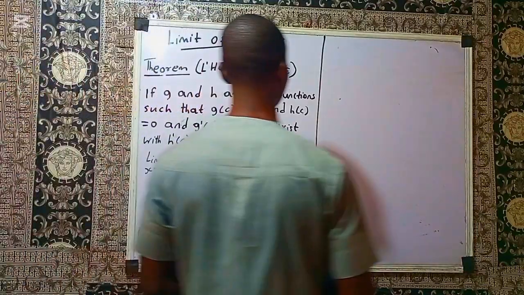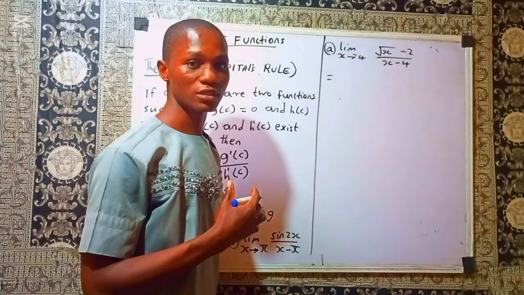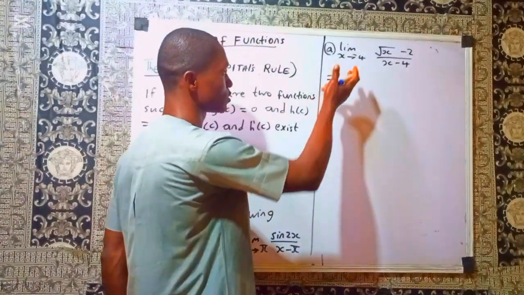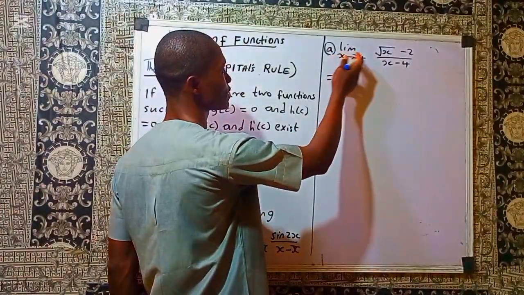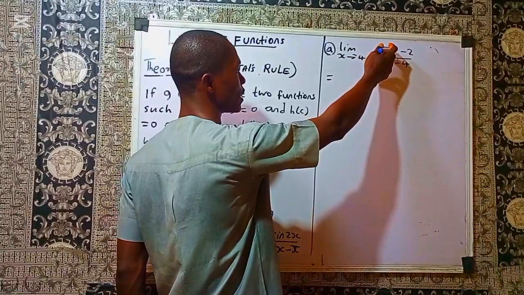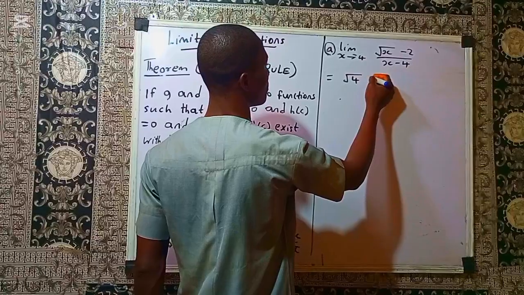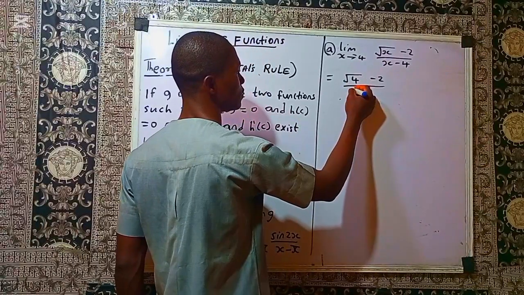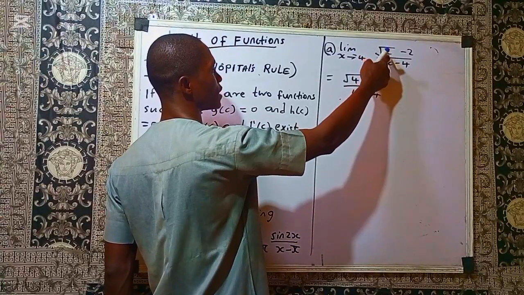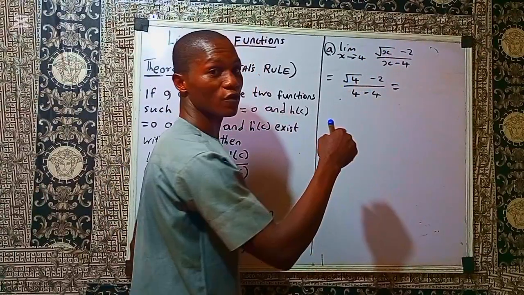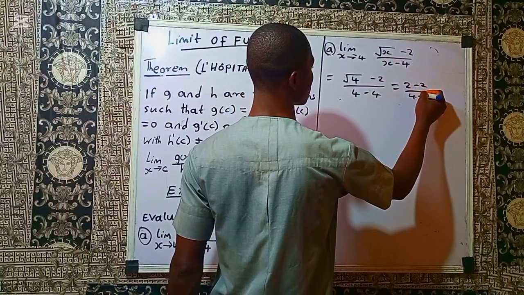The first limit, we are going to write the question down. If we are going to use the method we used in our previous class, the method is you substitute the point directly. That's how to evaluate the limit. So x is going to 4. You substitute 4 for x, replace x with 4 anywhere you see x. So this will be square root of 4 minus 2 divided by 4 minus 4. This will give you, square root of 4 is 2, minus 2, divided by 4 minus 4.